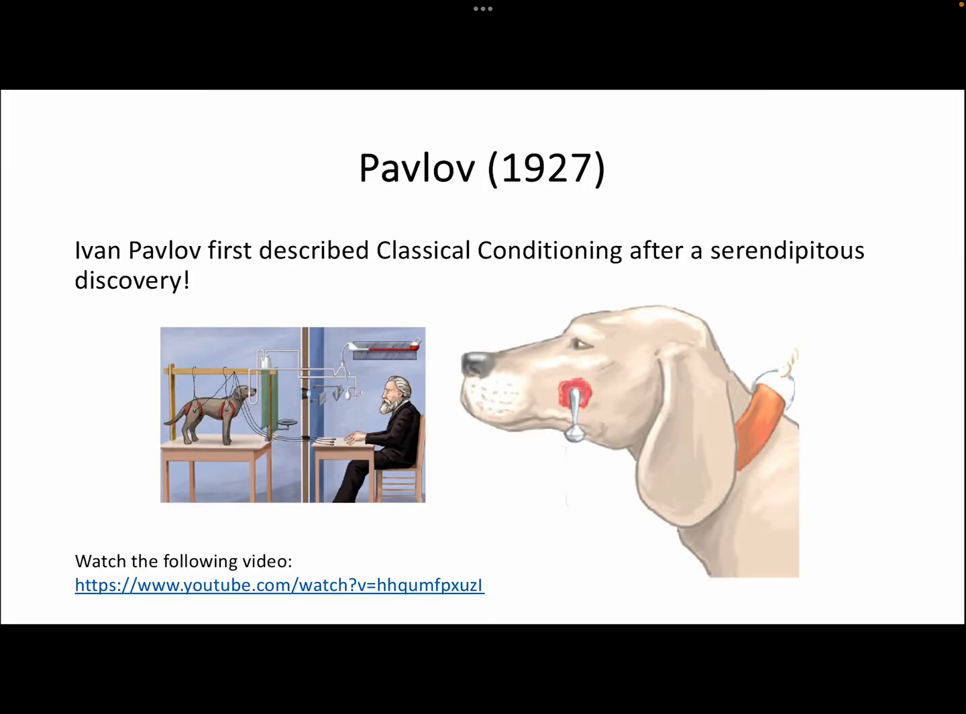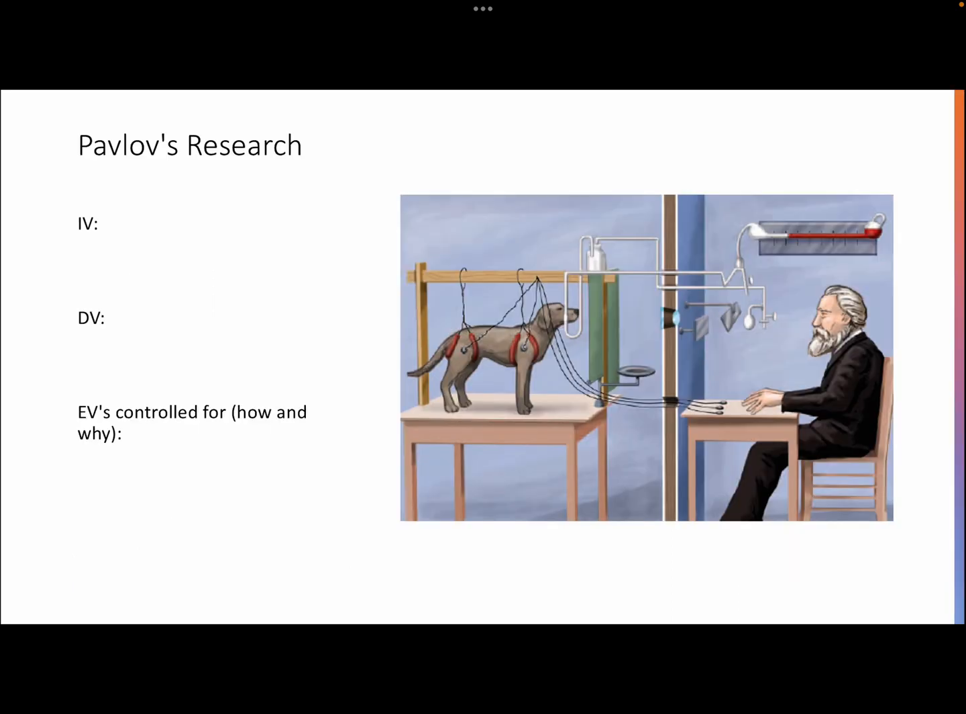I'd then like you to watch the following video. Pavlov is one of the major psychologists in behaviourism, and he conducted famous experiments with dogs, studying classical conditioning or learning via association. So I'd like you to pause the video and watch that video. There's going to be a number of tasks for you to complete in relation to that. I'd then like you to identify in Pavlov's research, what is the independent variable? What is the dependent variable? And what were some extraneous variables that he controlled for, and why did he do that?